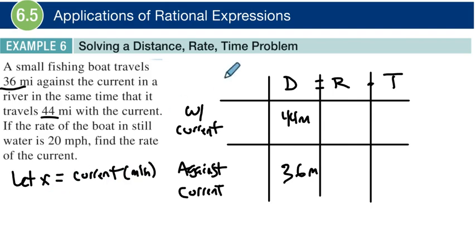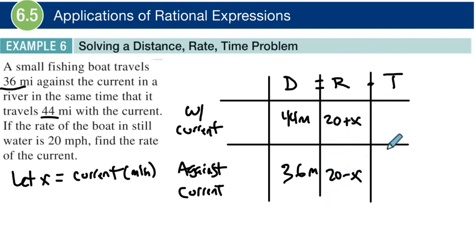So check this out. If you want to know what the current is, it says that the boat in still water travels at 20 miles per hour. So the rate with the current is 20 miles per hour just sitting there, but since it's with the current, you're going to add the current. Does that kind of make sense? Adding the current makes my speed faster. And then going against it, I subtract the current. Okay, so that's my rate.